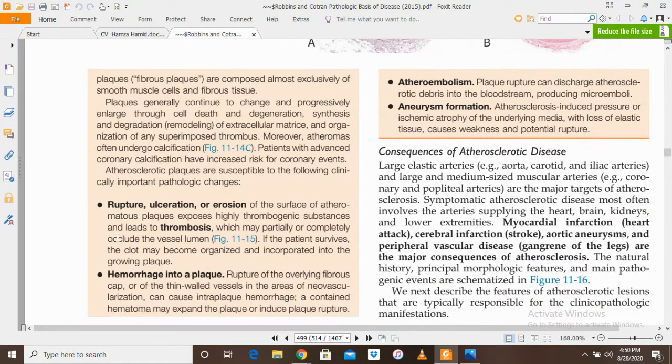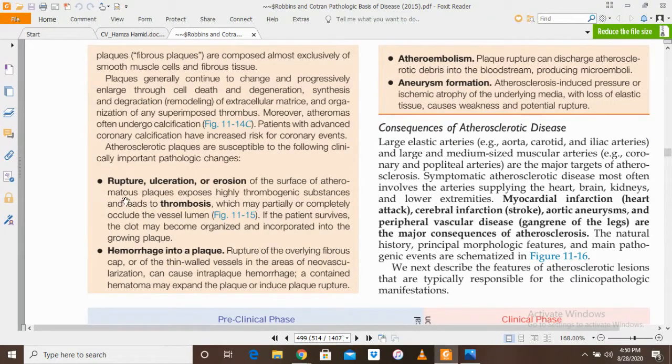So let's talk about rupture. Rupture of an atherosclerotic plaque means there is a disruption of the fibrous cap of the plaque. Rupture is also called fissuring. An ulceration or erosion means there is a loss of the endothelium of the intima of the vessel wall. The atheromatous plaque is below the intima. So when there is a disruption of the endothelium, it is called erosion or ulceration. When there is a disruption of the fibrous cap of the atheromatous plaque, it is called rupture.